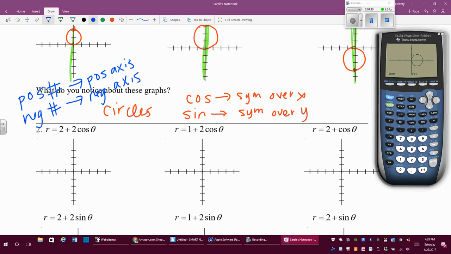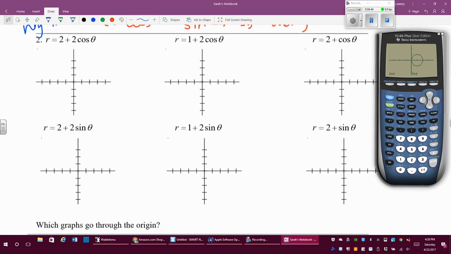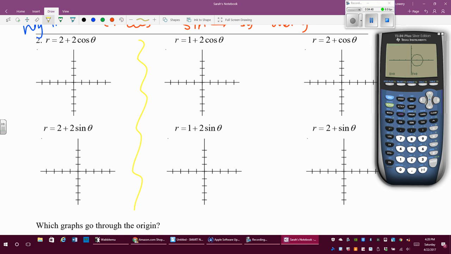Okay? So now we're going to look at another set of 6 graphs. I'll go ahead and hint to you that these are actually broken up into 3 different types. You'll notice that every single one of them has something plus something cosine or something plus something sine. So these are three different kinds of graphs. What I'd like for you to do is graph them. Make a quick sketch on your calculator.